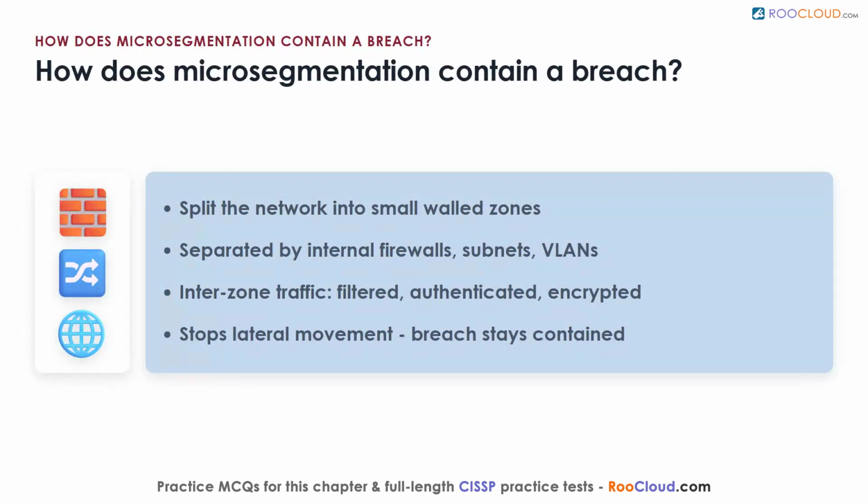How does microsegmentation contain a breach? It slices the internal network into many small, walled-off zones. Each zone is separated by internal firewalls, subnets, or virtual LANs. And a zone can be as small as one high-value server. Traffic between zones is filtered, often forced to authenticate, and usually encrypted. The payoff is that a breach in one zone cannot spread sideways across the whole environment. This is what stops lateral movement. So an intruder who lands in one corner stays stuck there. Picture a ship built with watertight compartments. One flooded room does not sink the vessel.